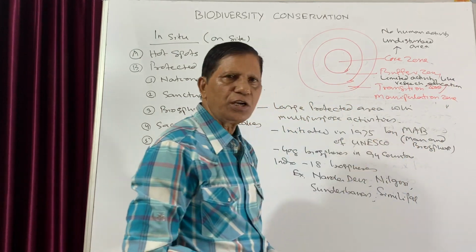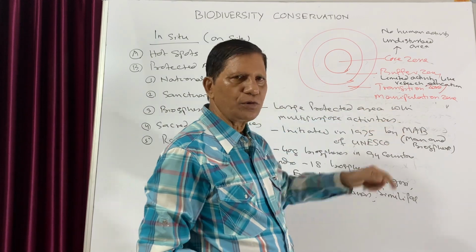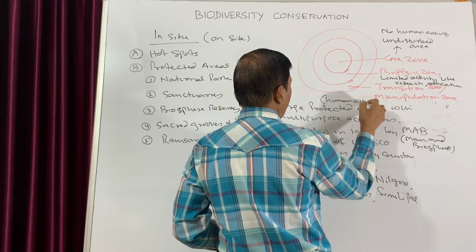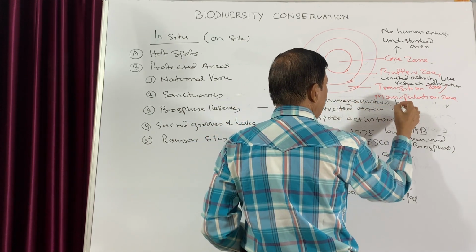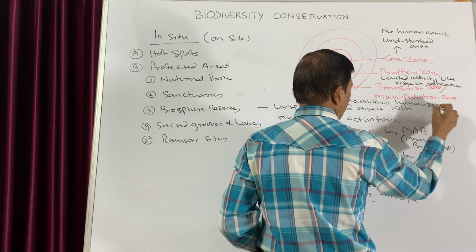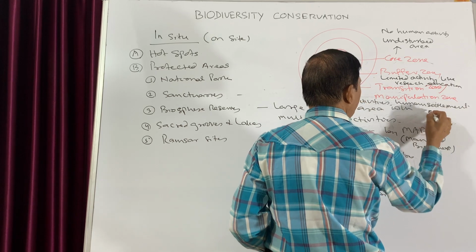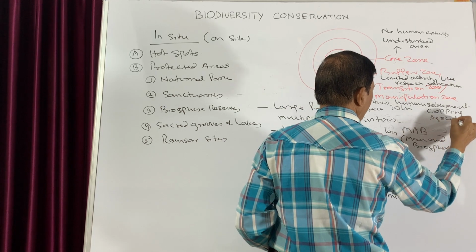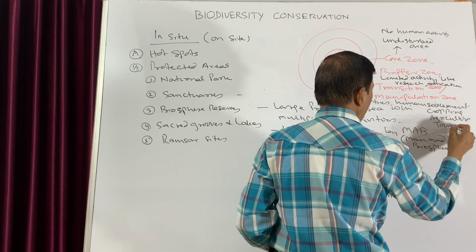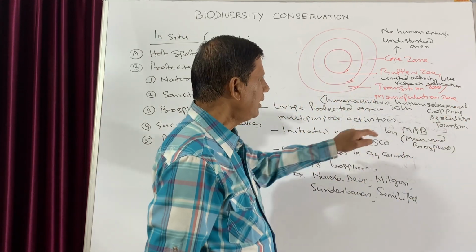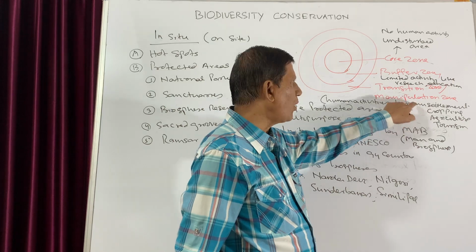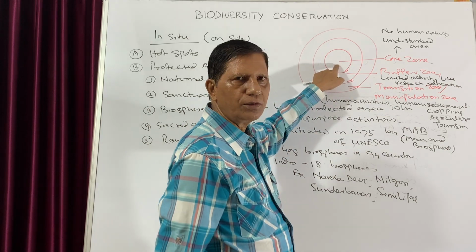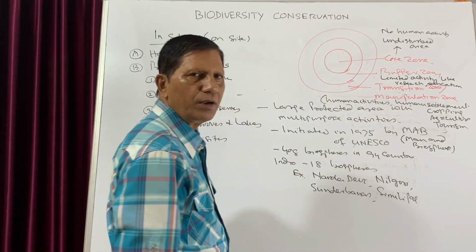But in the transition zone, which is also known as the manipulation zone, there will be human activities: human settlement, cropping, agriculture, and tourism. All are allowed. That means tourism, agriculture, cropping, and human settlement are all allowed in the transition zone. Limited activity in the buffer zone and no activity in the core zone. These are the characteristics of the biosphere reserve.